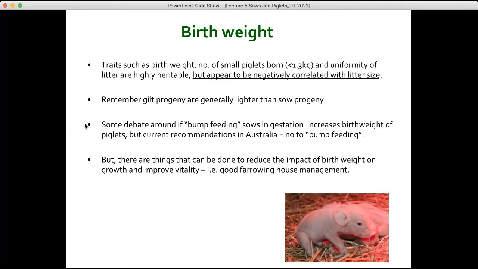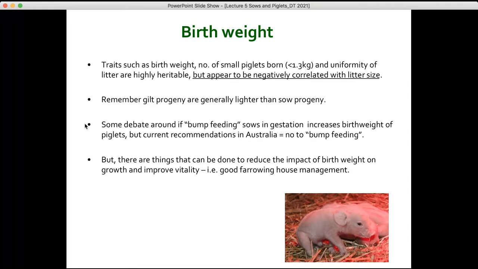Another thing that might influence birth weight is a concept called bump feeding. So remember when we were talking about our housing lecture and how we manage our sows in housing, and we talked about how we have to restrict feed sows through their pregnancies, because if they eat too much, then they can get too fat, and that can have implications on their lactation. So they normally receive around 2.5 to 3 kilos a day as a ration. There is some thought that if you increase that slightly at the end of their pregnancy, then that extra nutrition could go to the piglets and help them with weight gain in utero, which means they obviously have higher birth weights. It's sort of a bit hit and miss with the research around this, and the current recommendation in Australia is not to do that with our genetics.